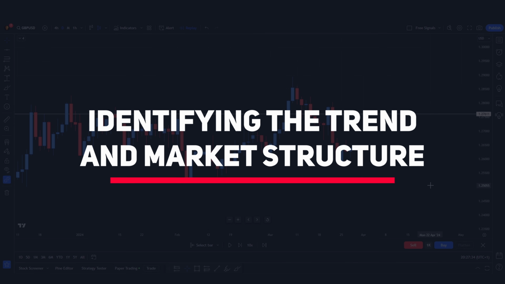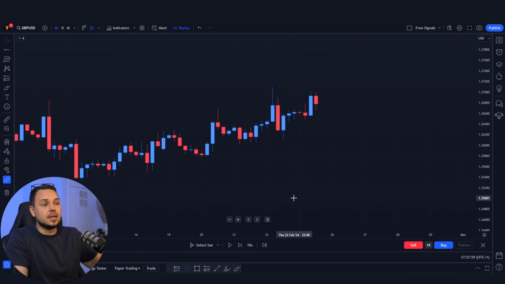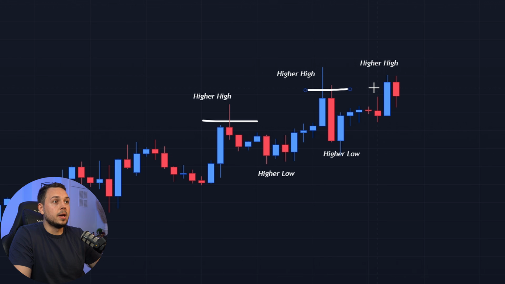So step 1 for trading price action is identifying the trend and market structure. Firstly, to find a solid bullish trend, we have to pinpoint candlestick price action that is currently making new higher highs and higher lows. And if we look closer, this is currently happening on the charts. Every single time a candlestick pushes a little higher, it's a new high, and the same thing is happening on the higher lows as well.